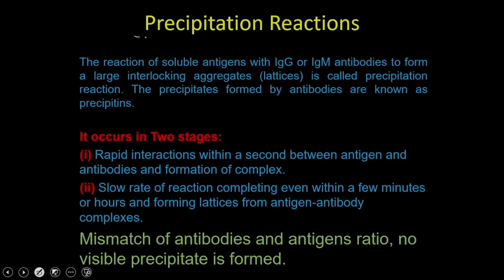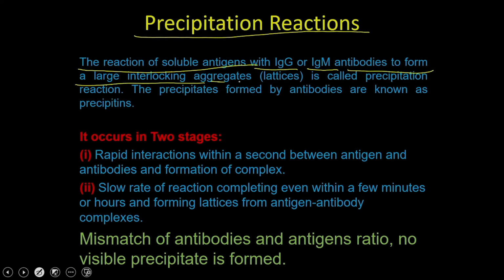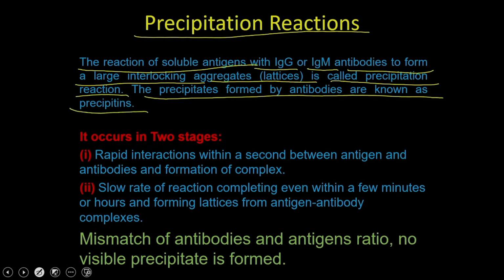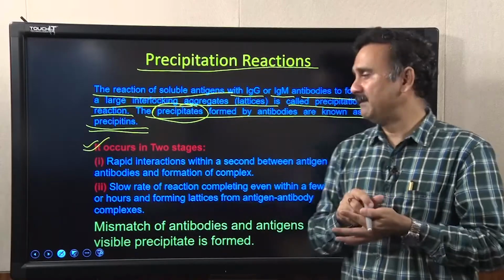So, precipitation reactions. The reaction of a soluble antigen with IgG or IgM antibodies to form large interlocking aggregates is called a precipitation reaction. The precipitate formed by the antibodies is known as the precipitin. It occurs in two stages. The antigen-antibody interaction occurs in two stages to form the precipitate.